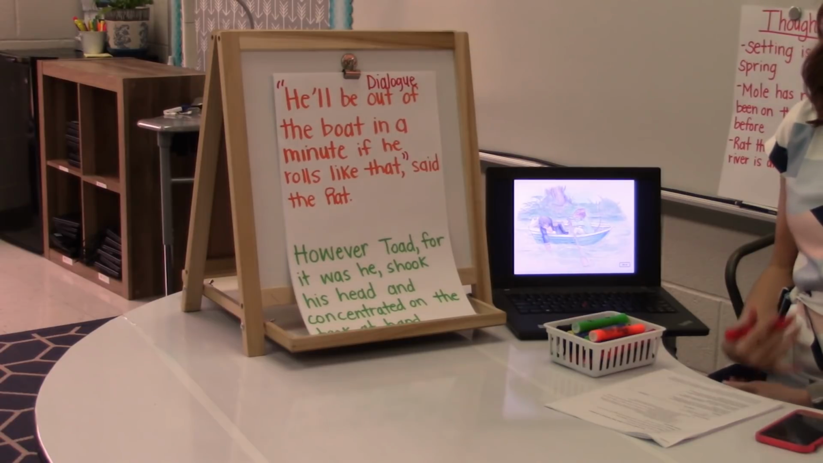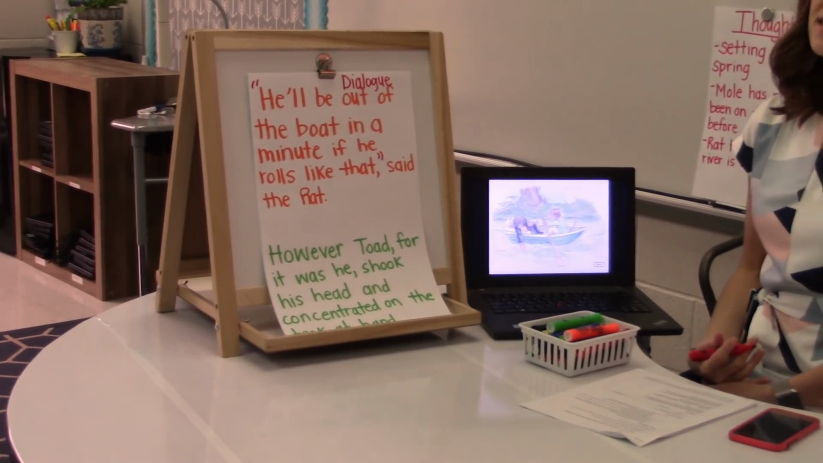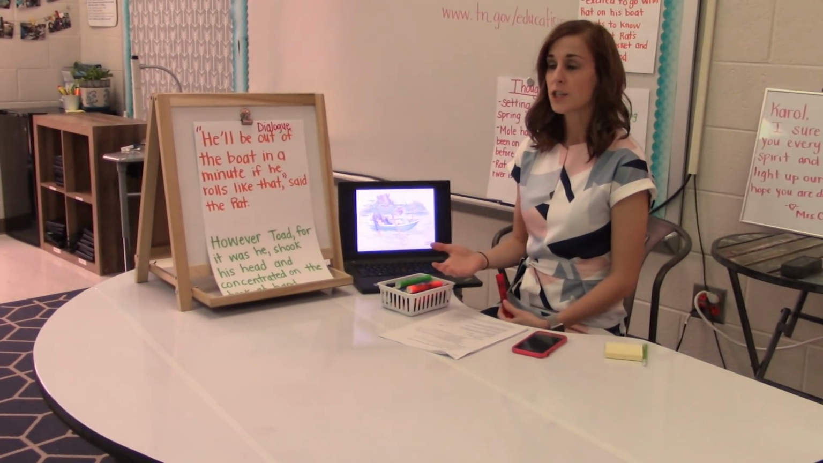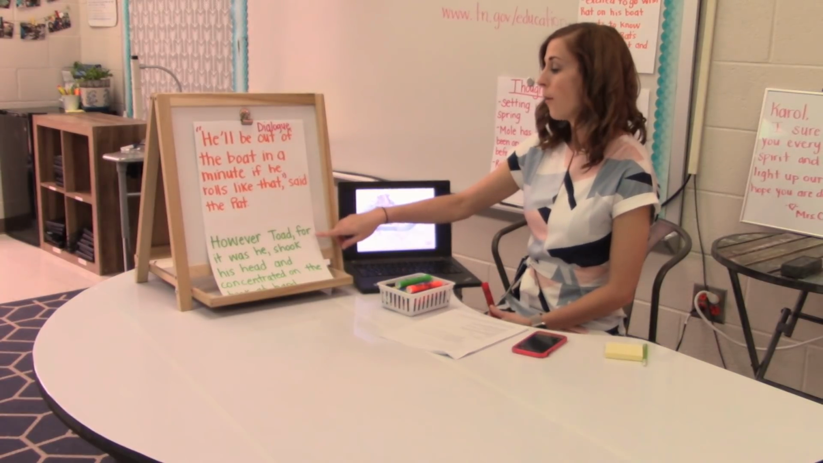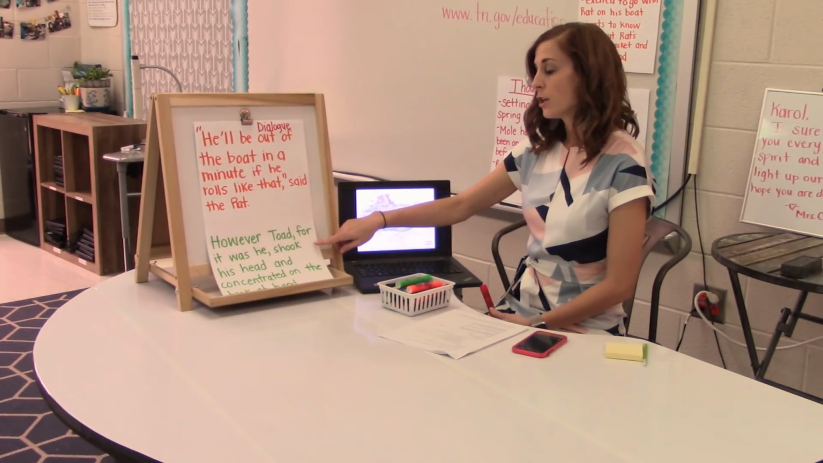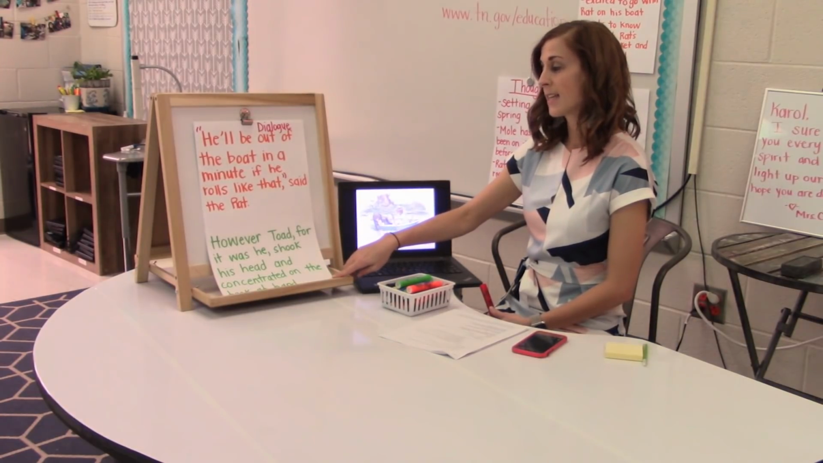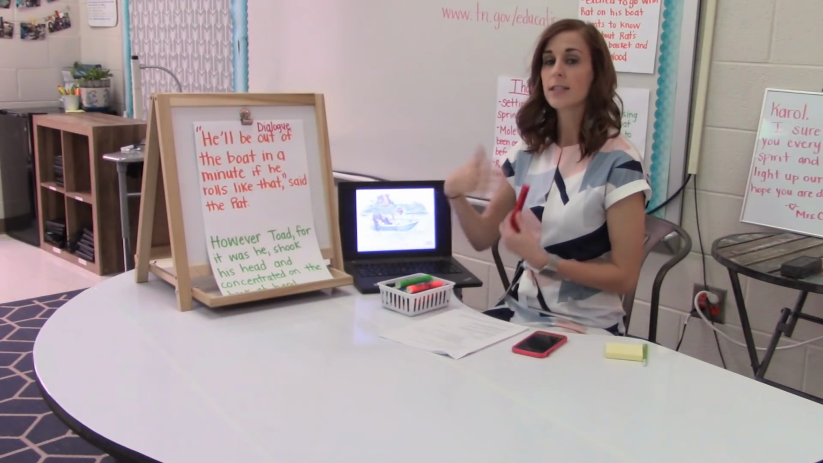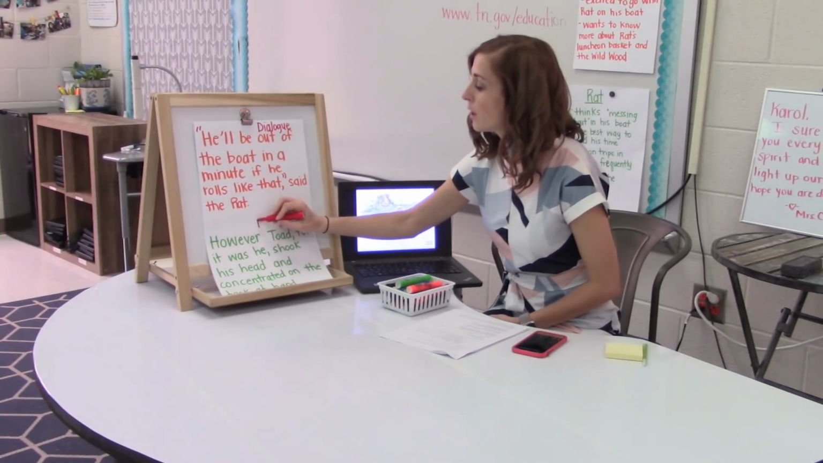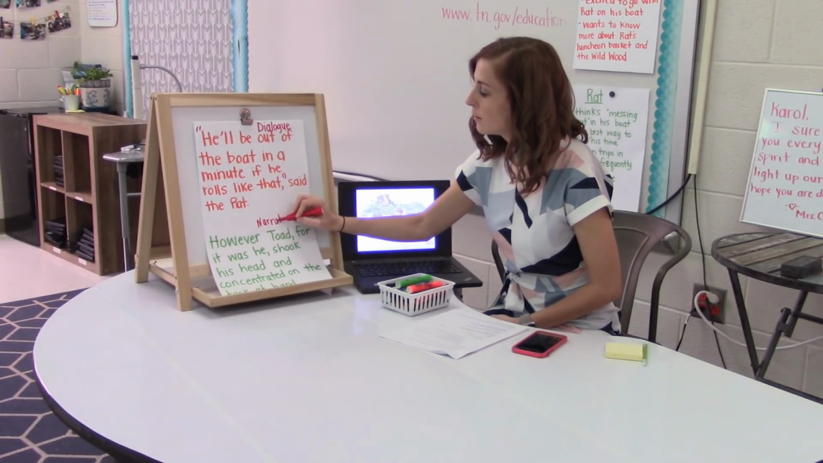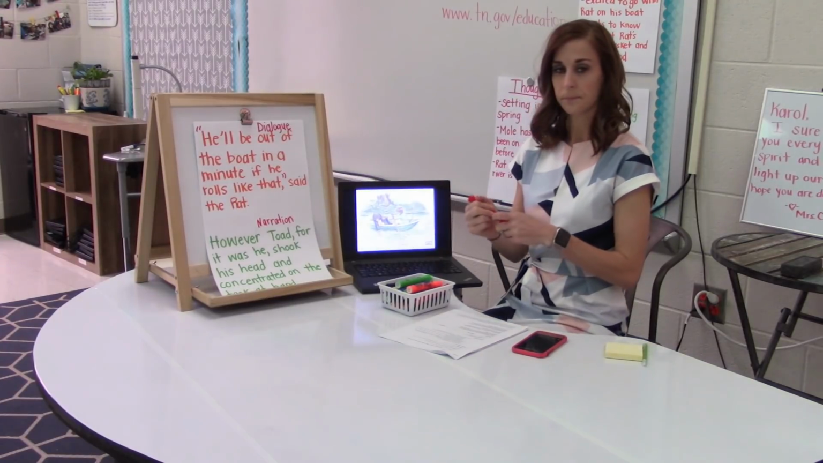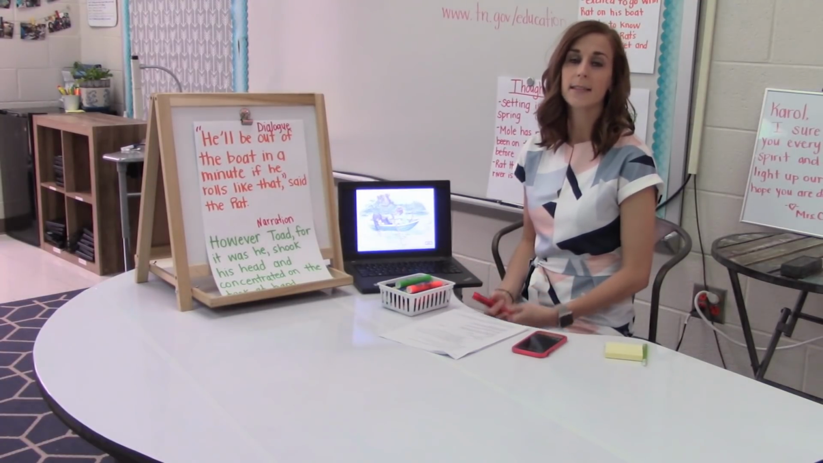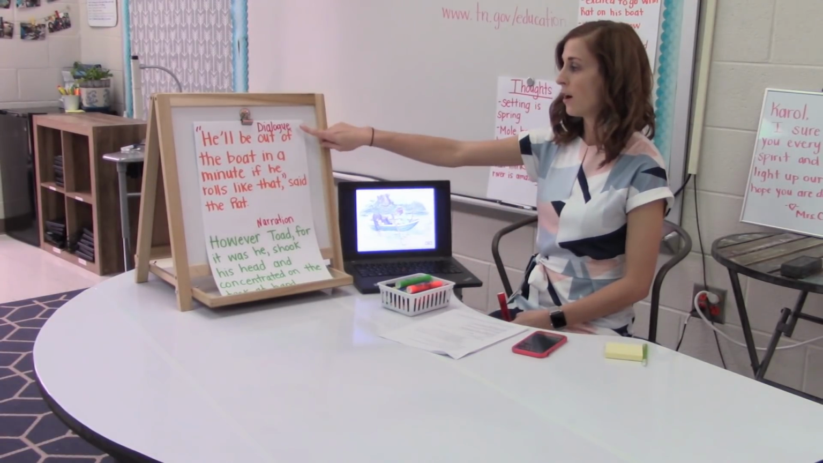Do you know the name of the part of the story that tells what is happening and does not have quotation marks around it? That is called narration. So let's read this part together. However, Toad, for it was he, shook his head and concentrated on the task at hand. This part does not have dialogue. No one is talking or saying those words out loud. So this part is called narration. The narrator is telling us this part of the story. Narration and dialogue are 2 literary tools, or 2 ways the author tells the story, through dialogue and through narration.